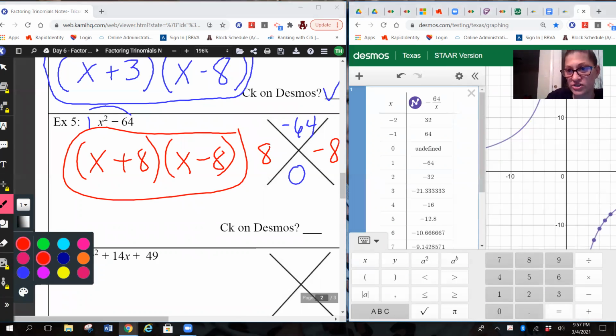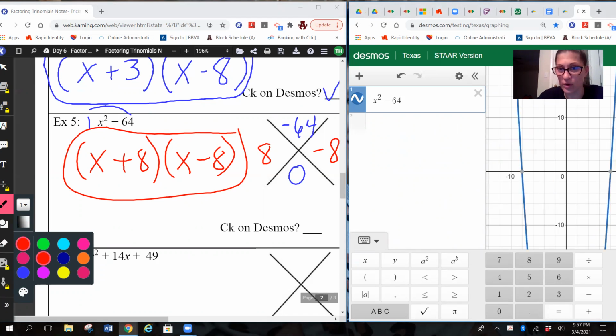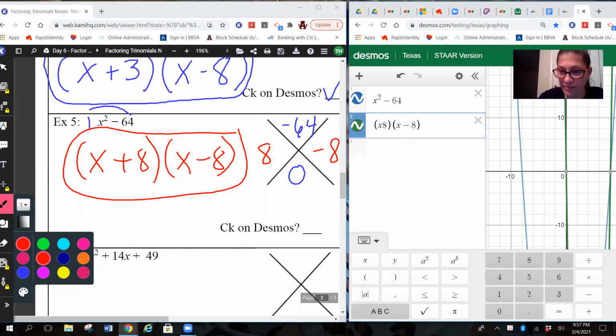And all we have to do to check that on Desmos is type in x squared minus 64 and x plus 8, x minus 8. And the order doesn't matter as long as you put one of them first, one of them second. Order doesn't matter. So it checks out.